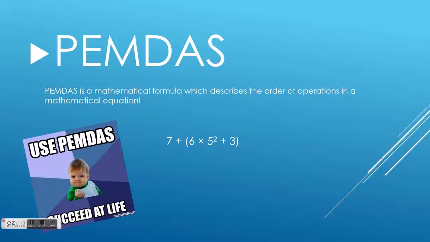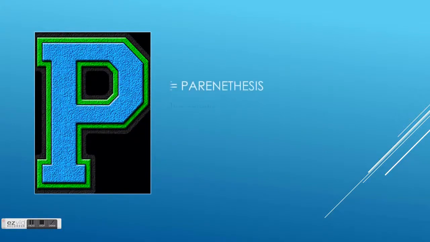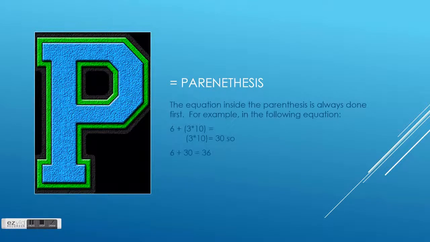So PEMDAS, like I said, is a mathematical formula, and it describes the order of operations in a mathematical equation. If you look at the example that we have here, it's 7 plus parentheses 6 times 5 squared plus 3 close parentheses. To any normal person coming into a math class, such as Algebra 1, that is an equation where you sit there going, wow, okay, what do I do first?